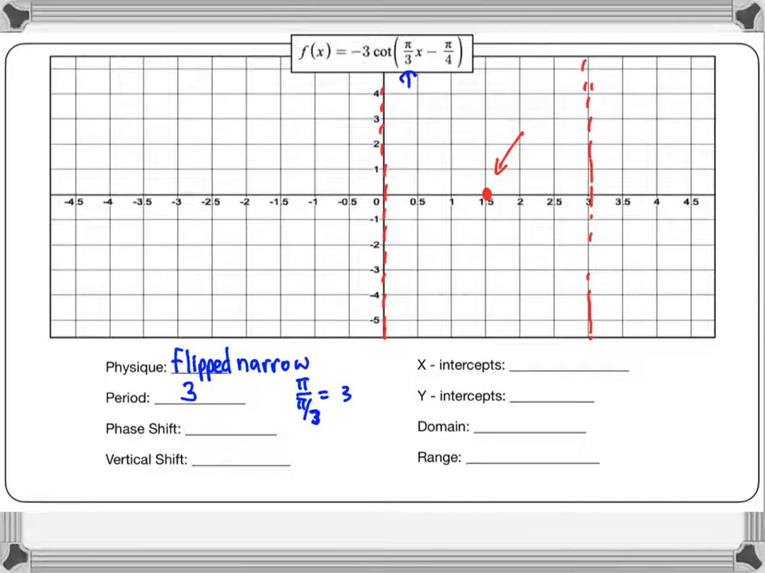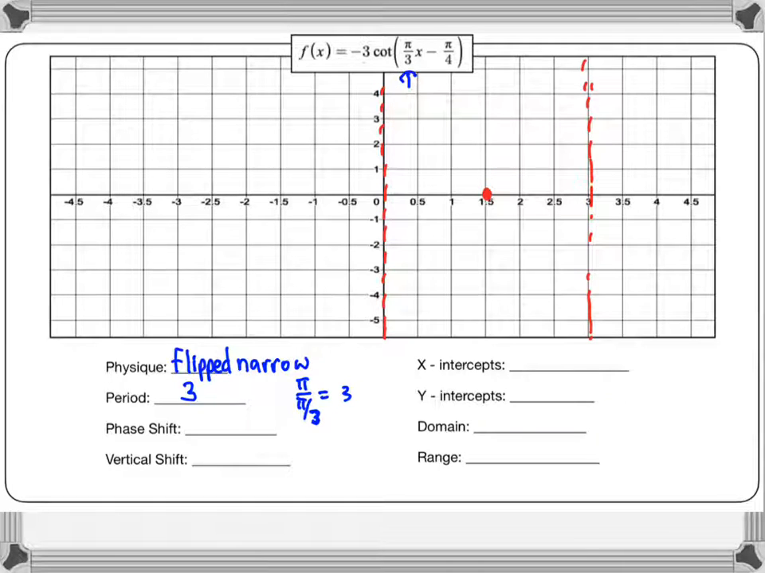Now, just a note, no matter if it's flipped or narrow or wide or regular, unless you shift it vertically, the x-intercept's always going to be in between the two asymptotes. Just a quality of life observation, so you don't got to worry about weird things happening there. It's going to be all symmetrical.